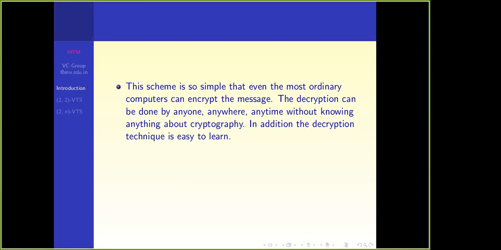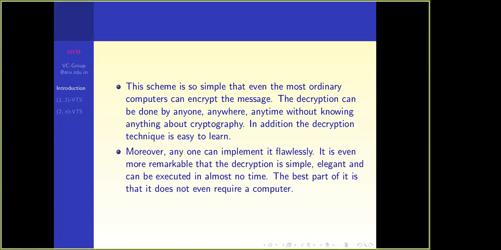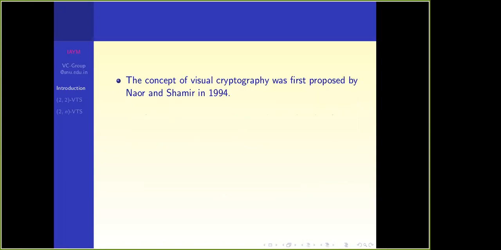This scheme is so simple that even ordinary computers can encrypt the message, and decryption can be done by anyone, anywhere, anytime, without knowing anything about cryptography. In addition, the decryption technique is easy to learn, and anyone can implement it flawlessly. It is even more remarkable that decryption is simple, elegant, and can be executed in almost no time. The best part is that it does not even require a computer. The concept of visual cryptography was first proposed by Naor and Shamir.